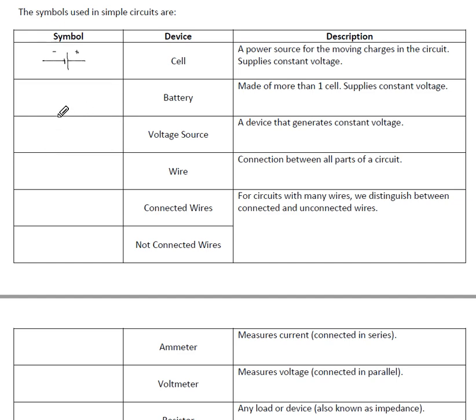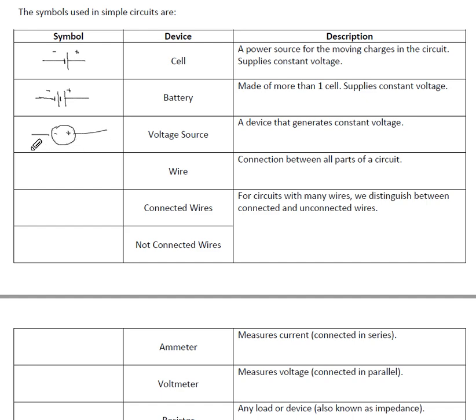A battery is just multiple cells put together. So here's an example of a battery. You could have small, big, small, big, small, big. It can go longer. It kind of depends on how accurate you want to be with your diagram. If you know that the battery is made up of 4 cells, you draw 4 of them all next to each other.